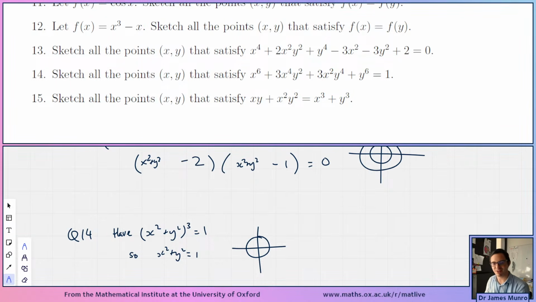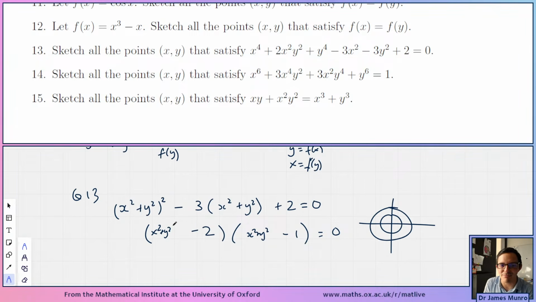And then last one, number 15. Circle times a circle. Well, I haven't really multiplied the circles together, right? I've multiplied together these 2 brackets. And I've got 2 things that multiply to give 0. Either this one's 0 or that one's 0. If x squared plus y squared minus 2 is equal to 0, then that's the equation x squared plus y squared equals 2. And on the other hand, if x squared plus y squared minus 1 equals 0, then x squared plus y squared equals 1. That's a different circle. So there's lots of points that satisfy this equation.